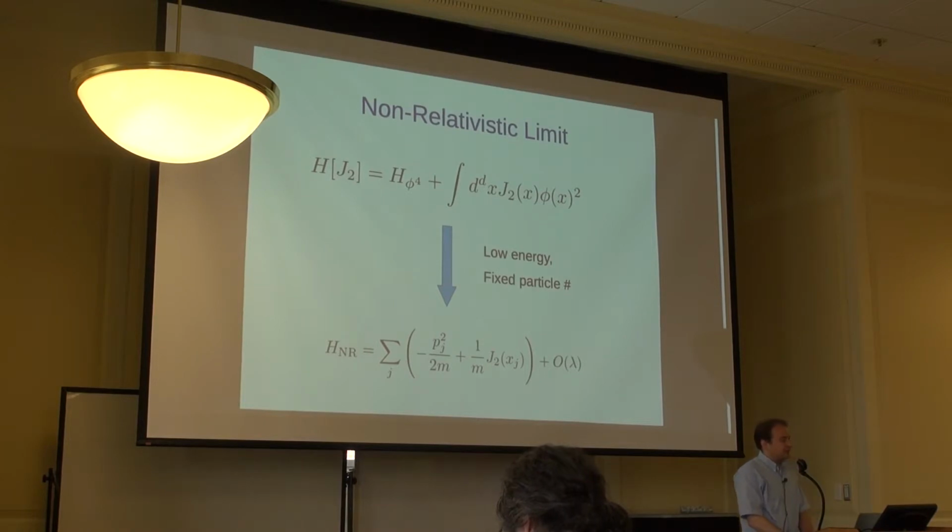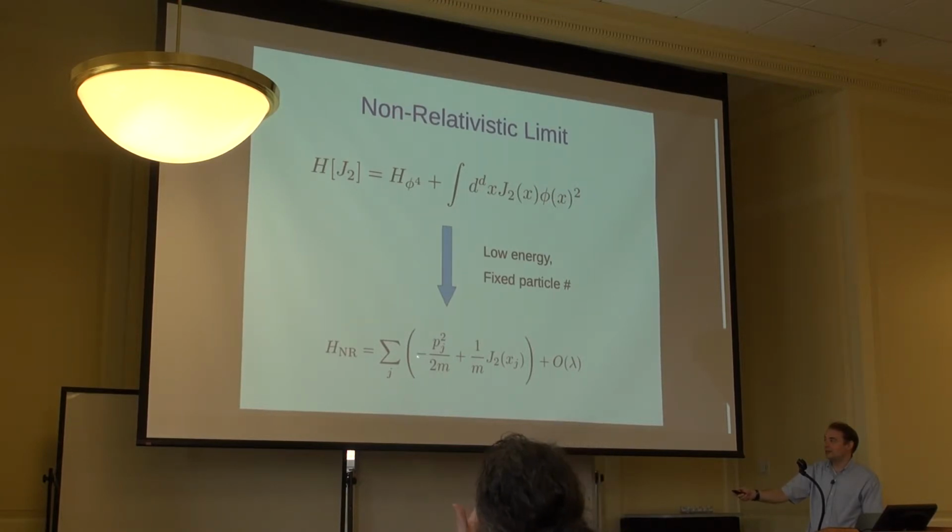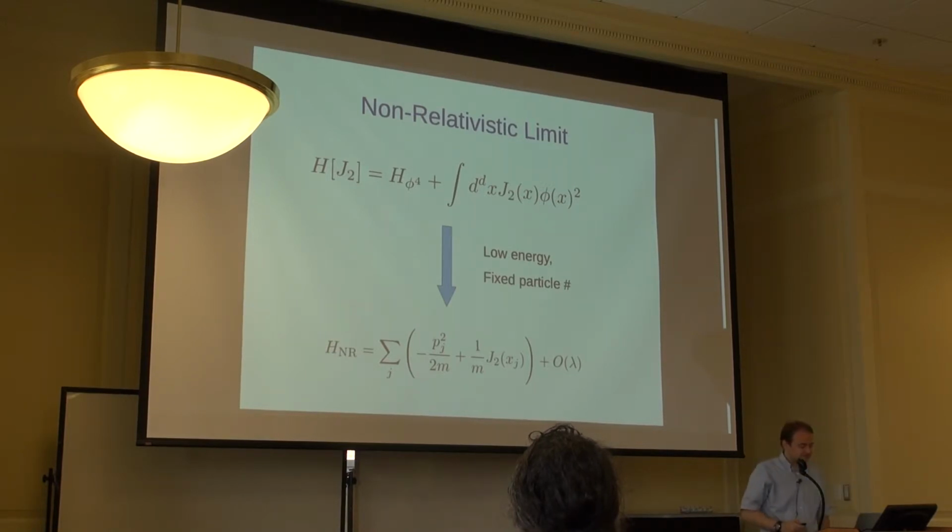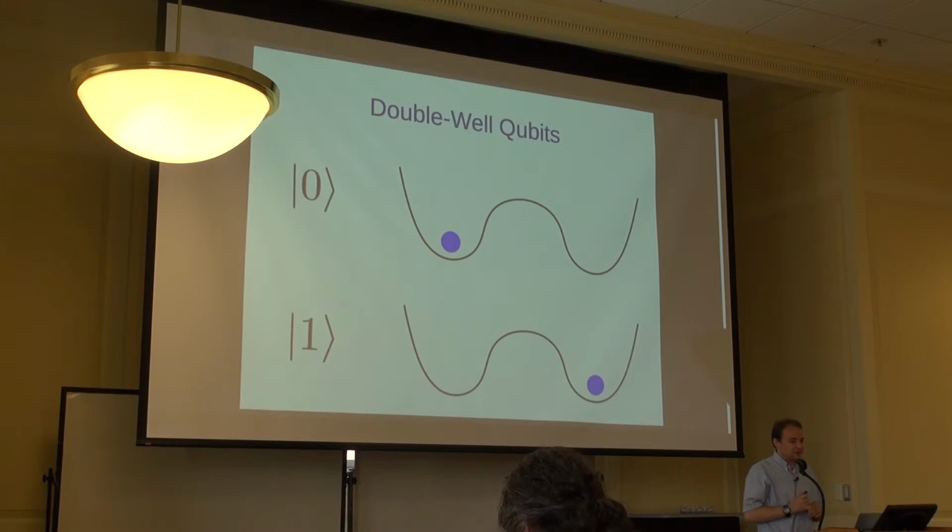But it turns out that if you choose that as the source that you apply, then when you take the low energy limit and end up with a fixed number of particles, what you see is we get Schrodinger's equation, where we have our usual kinetic term for the kinetic energy of each particle, plus we have a potential that they're all moving in, which is exactly proportional to J. So this is the case where J2 is constant, well, it could be constant or varying in time. And now we have a potential term acting on those particles. So what do we use that potential term for?